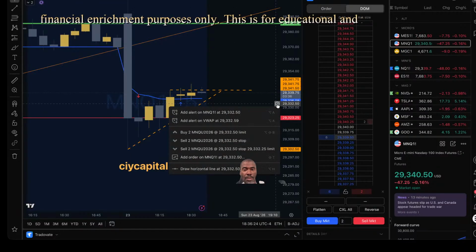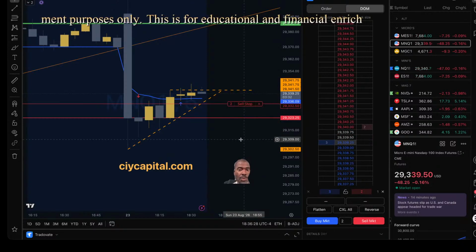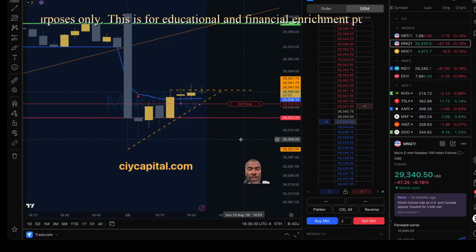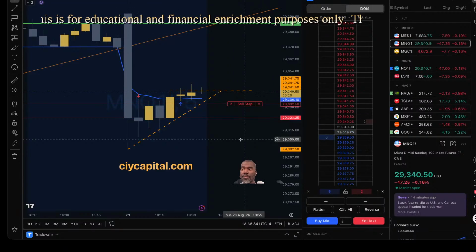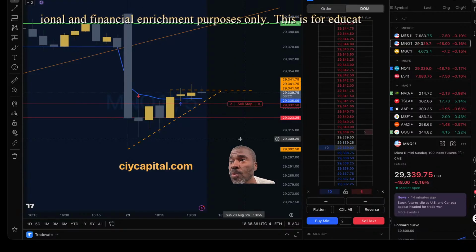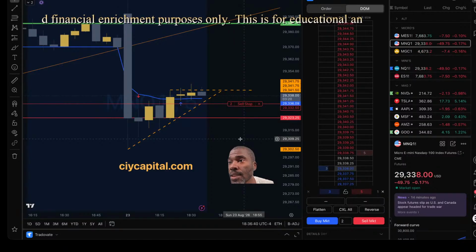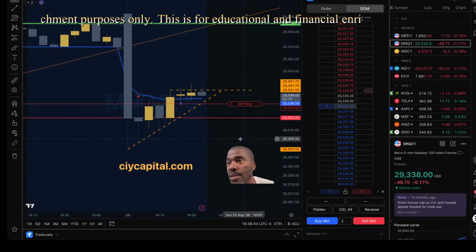I'm going to look for that level right there, which is 29,332. Double check the screen. Hot meat, thanks for tapping in. Let me know if you have any questions.